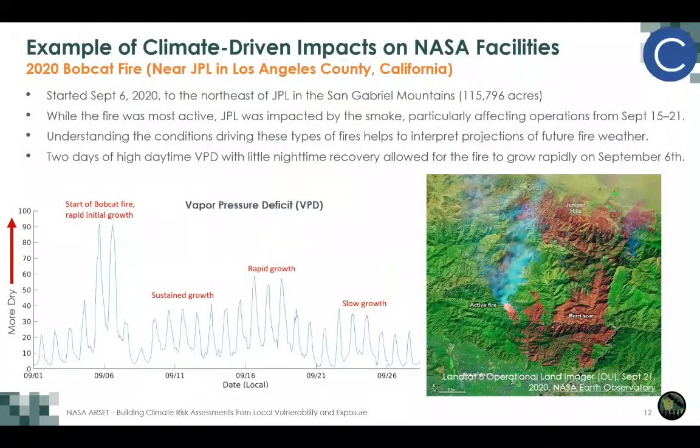To really understand the nature of climate risks at NASA centers, let's consider the Bobcat fire in Los Angeles County. In this case, the risk was not the fire itself, but smoke that affected JPL operations over the course of a week in 2020. The growth and spread of this fire was particularly sensitive to the daily progression of what we call the vapor pressure deficit, or VPD. This example shows how we need to consider a variety of meteorological conditions, both at and around centers, given complex climate hazards and the risk of indirect impacts.